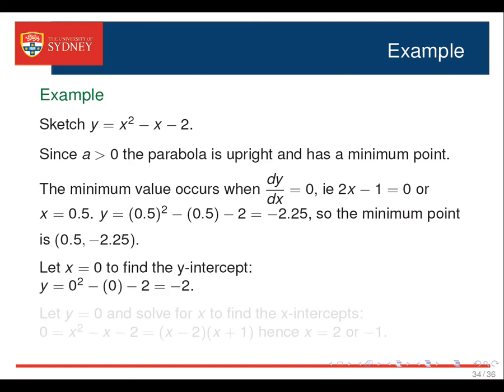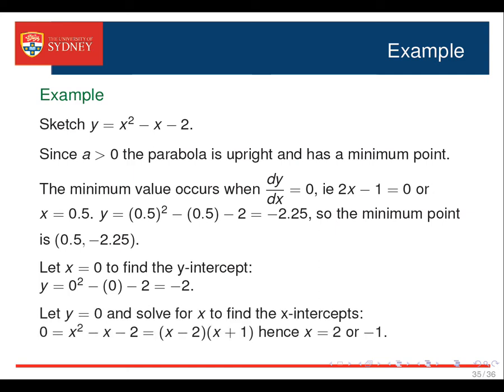Next, let x equal 0 to find the y-intercept. We get y equals minus 2. So the curve crosses at minus 2 on the y-axis. To find the x-intercepts, let y equal 0, factorize, and then solve for x. We get x equals 2 or minus 1. This means that the curve crosses the x-axis at 2 points, x equals 2 and x equals minus 1.